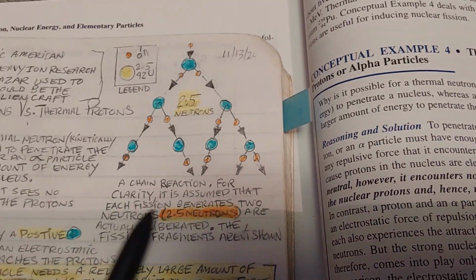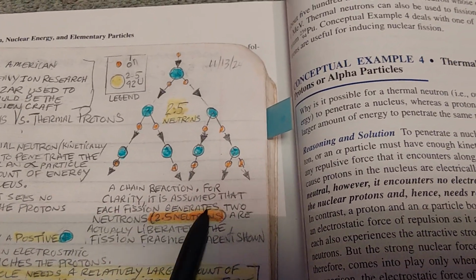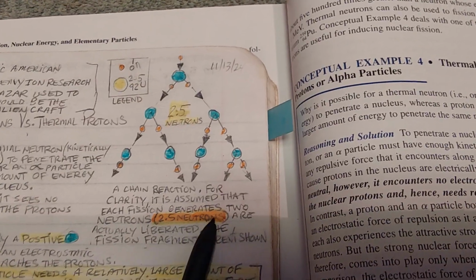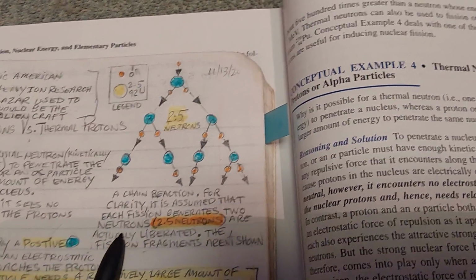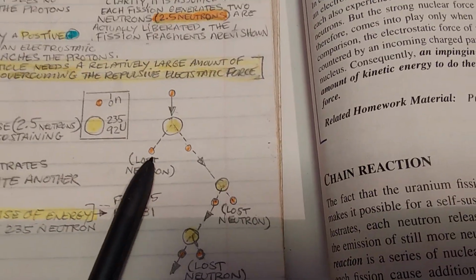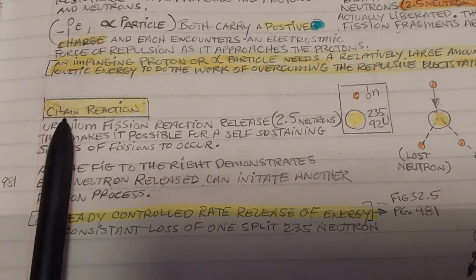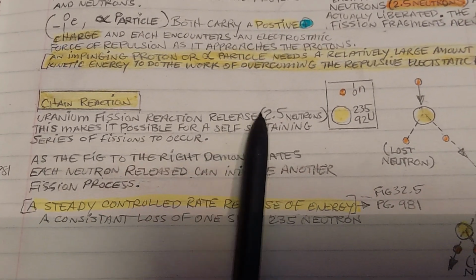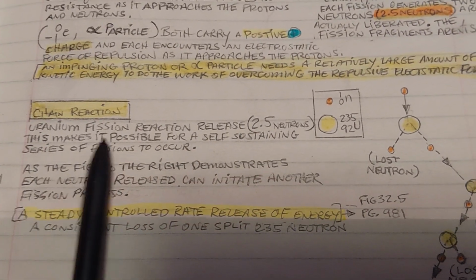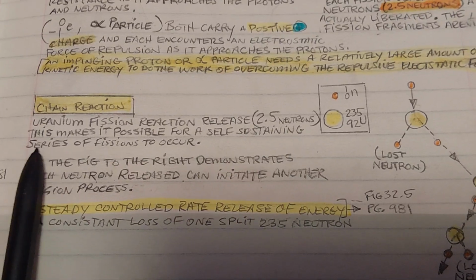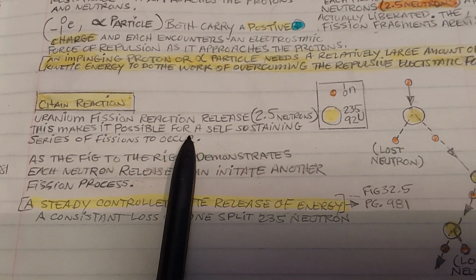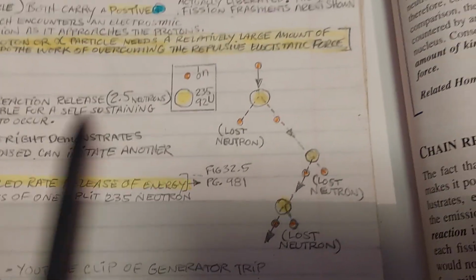In a chain reaction, for clarity, it is assumed that each fission generates 2 neutrons, 2.5 neutrons. The one is lost, right? I'll show you down here. There's a lost neutron right here. So a uranium fission reactor releases 2.5 neutrons. This makes it possible for a self-sustaining series of fissions to occur, meaning going critical.